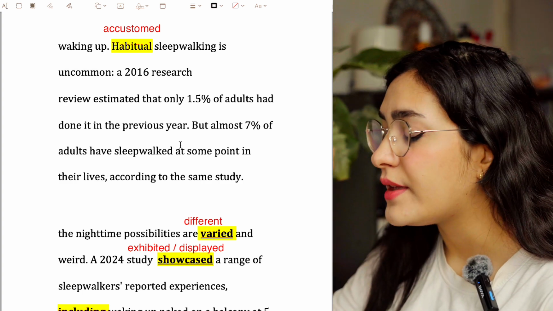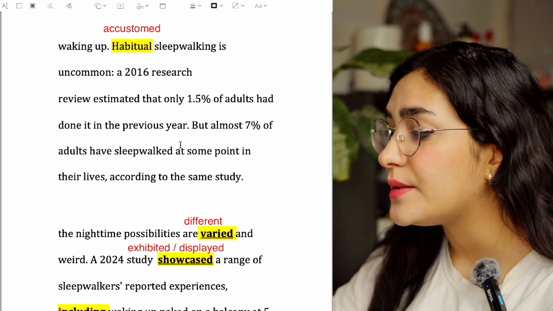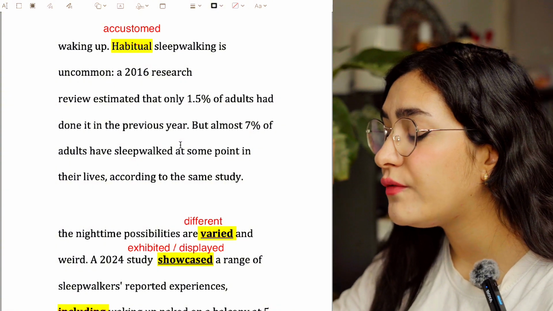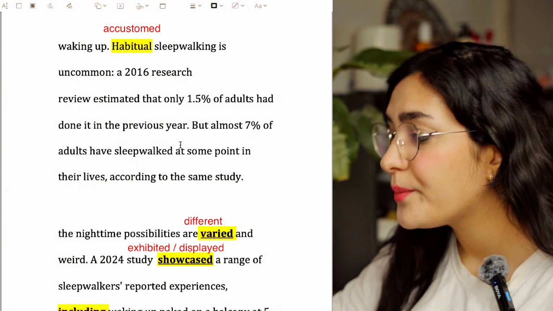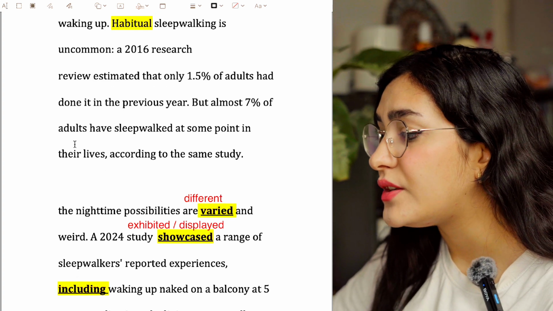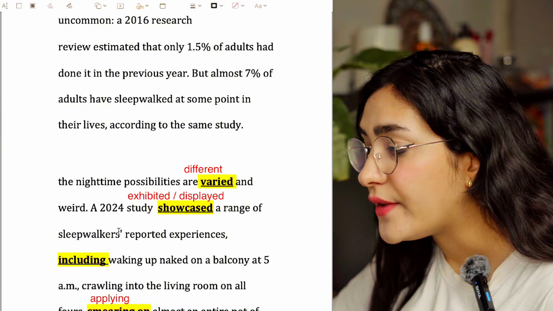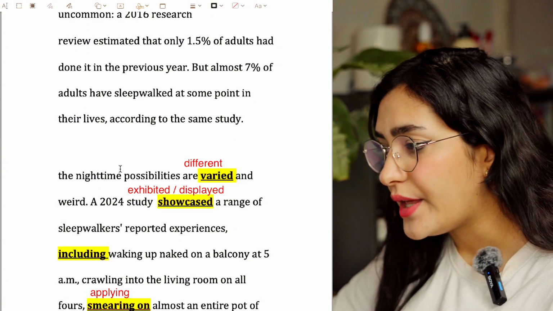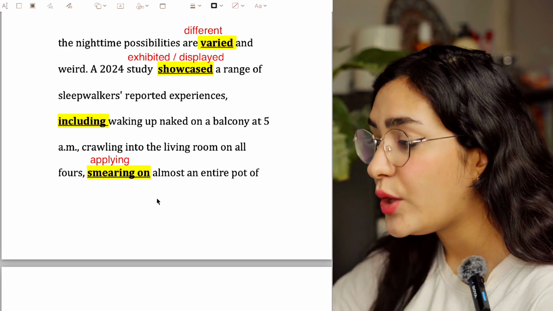Habitual sleepwalking is uncommon. A 2016 research review estimated that only 1.5% of adults had done it in the previous year, but almost 7% of adults have sleepwalked at some point in their lives, according to the same study. The nighttime possibilities are varied and weird.